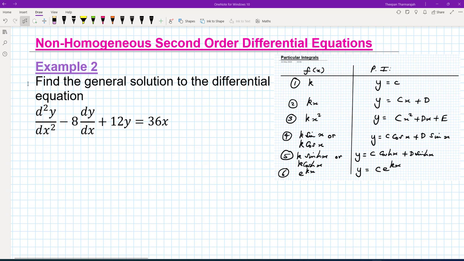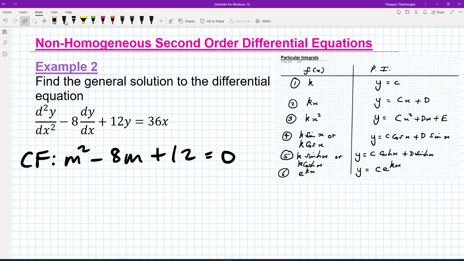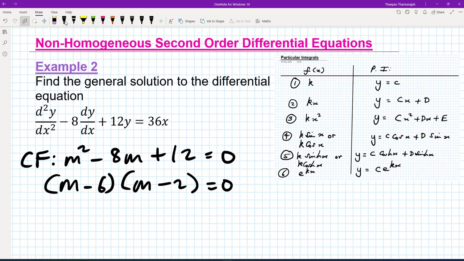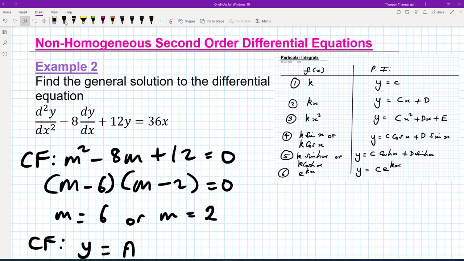Okay, welcome back. So we need to work out the complementary function. So let's write down the auxiliary equation. m squared minus 8m plus 12 equals 0. So (m minus 6)(m minus 2) equals 0. So our roots are m equals 6 or m equals 2. Our CF is y equals a times e to the power 6x plus b times e to the power 2x.